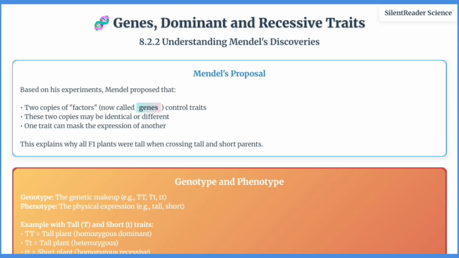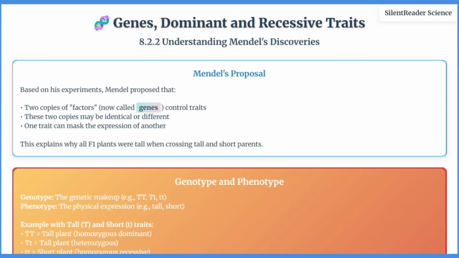Based on his experiments, Mendel proposed that two copies of factors, which we now call genes, control each trait. These two copies may be identical or different. When they're different, one trait can mask the expression of the other. The trait that expresses itself is called dominant, while the one that gets masked is called recessive. For example, in pea plants, tallness is dominant over shortness.